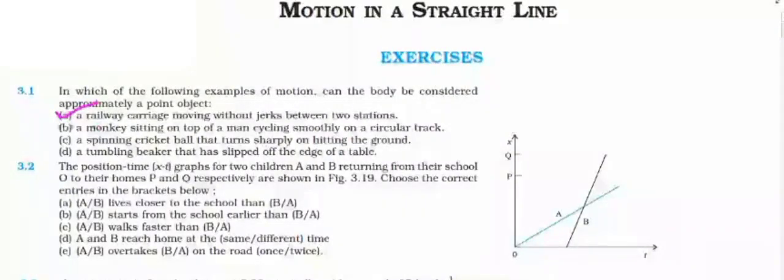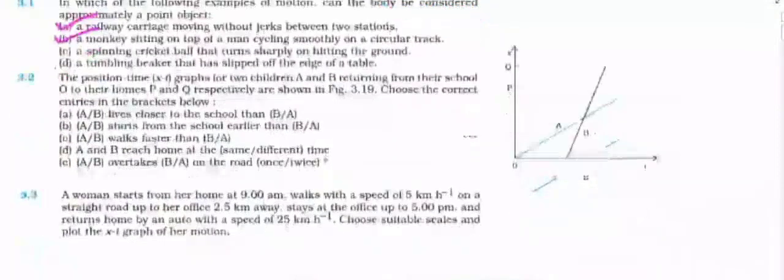The same we can argue for case B also. So we can take it as a point object. The other two cases are not that convincing. So we consider A and B as the answers. Now, question 2.